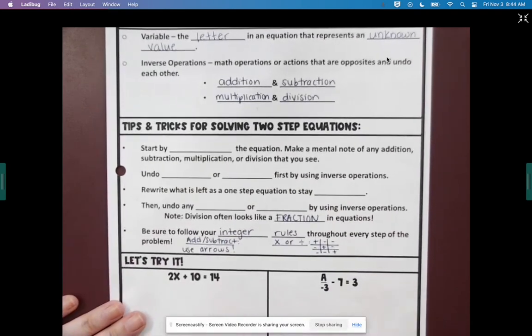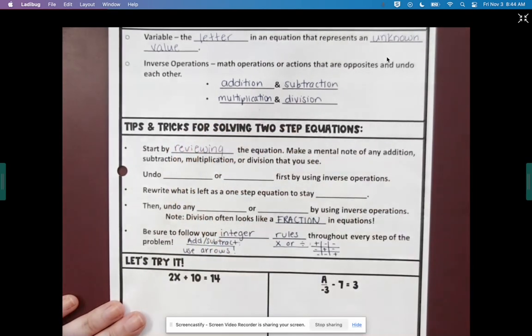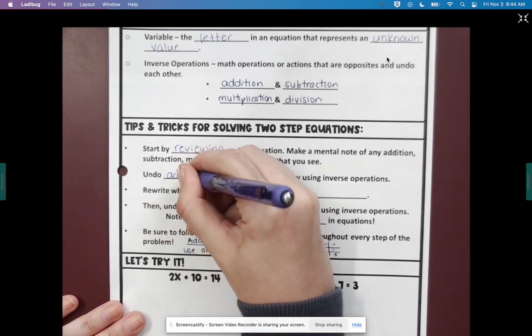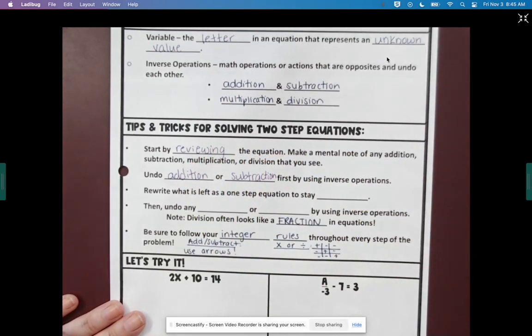So tips and tricks for solving two-step equations. You are going to start by reviewing the equation. Make a mental note of any addition, subtraction, multiplication, or division you see. So generally just looking at what is the equation. Okay, you are going to undo any addition or subtraction first. Okay, the variable is what you are trying to get by itself, but you have to touch that last. So if there is any addition or subtraction, you get rid of that number by using the inverse operation.